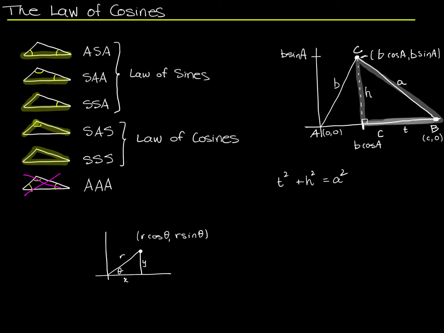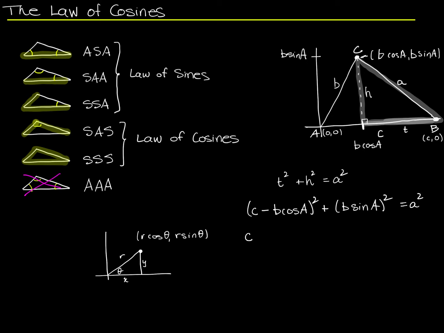So let's rewrite T as c minus b cosine a. Of course, it's all squared because it's t squared in this equation. H is just b times the sine of a. It's also a distance, but it's the distance from here back down to the x-axis. So that's b times the sine of a minus 0. That is all equal to a squared, little a squared.